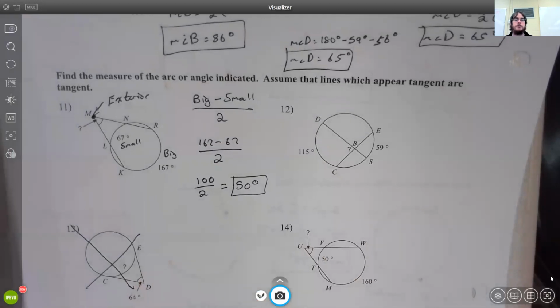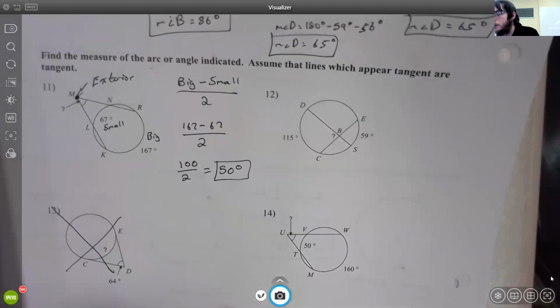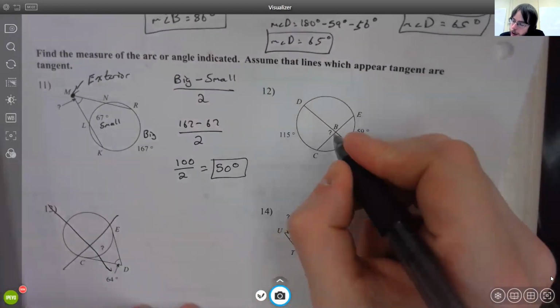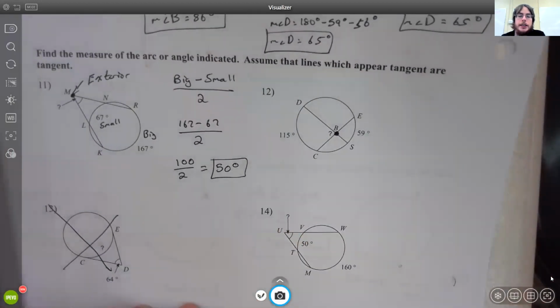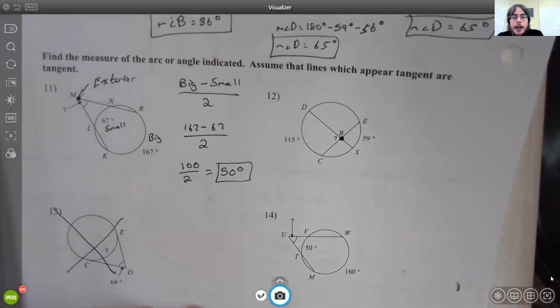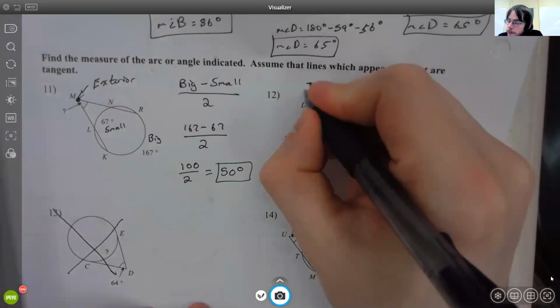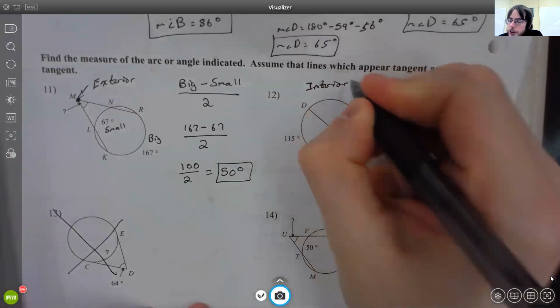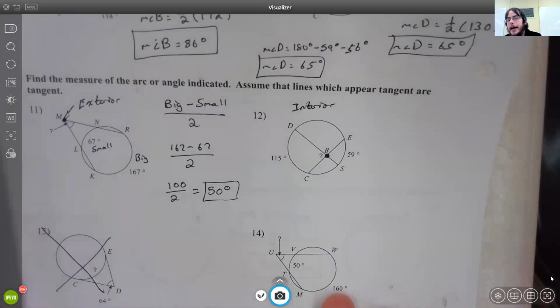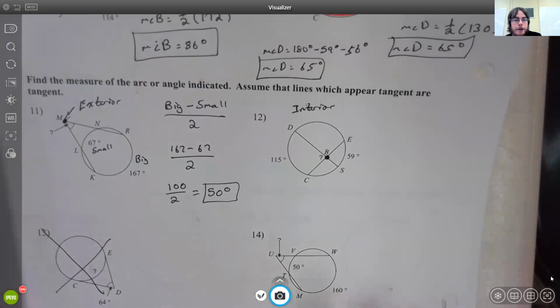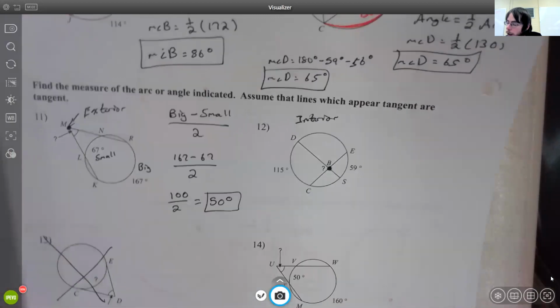Number 12. If we look at our vertex, it is inside the circle, but it's not at the center. So this is an interior angle. And when we have an interior angle, in order to determine a missing measure, we need to take half of the sum of the two arcs.